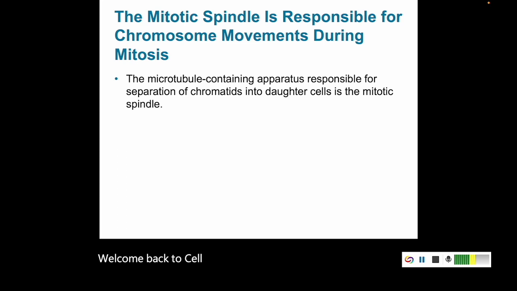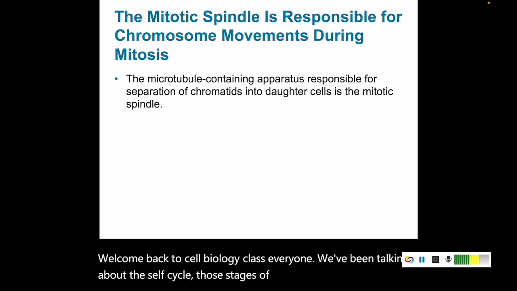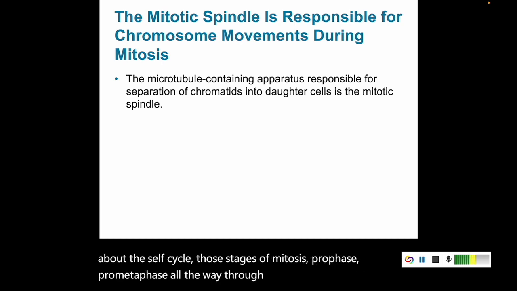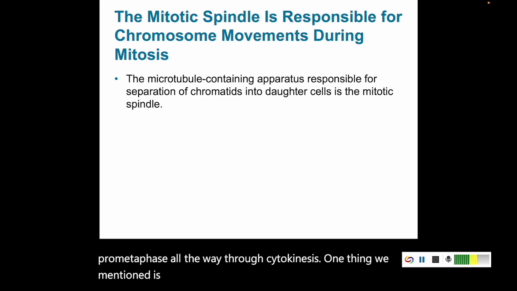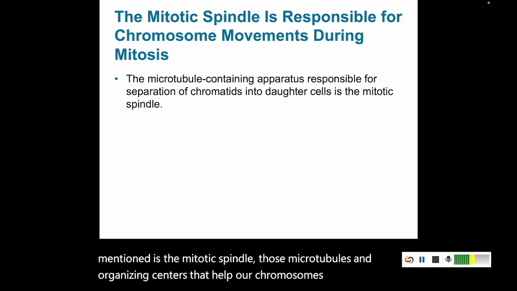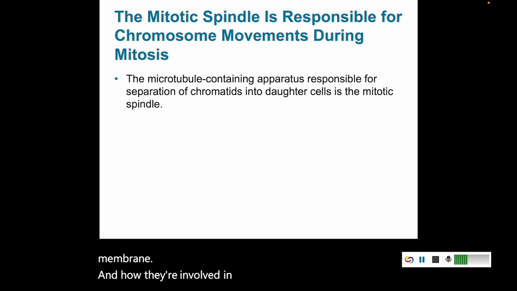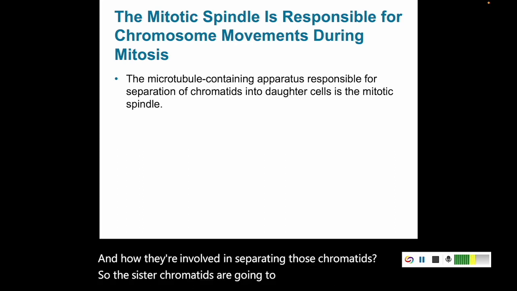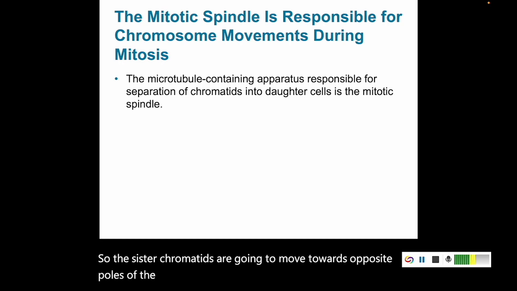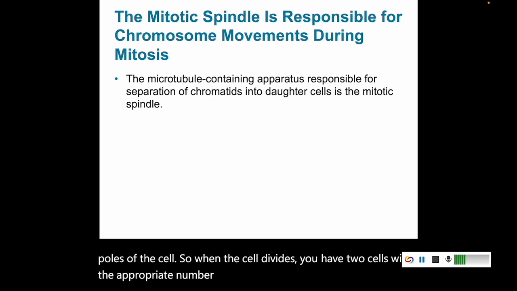We've been talking about the cell cycle, those stages of mitosis, prophase, prometaphase, all the way through cytokinesis. One thing we mentioned is the mitotic spindle, those microtubules and organizing centers that help our chromosomes move. They attach to chromatids, they attach to each other, they attach to the cell membrane, and they're involved in separating those chromatids. So the sister chromatids are going to move towards opposite poles of the cell. So when the cell divides, you have two cells with the appropriate number of chromosomes.